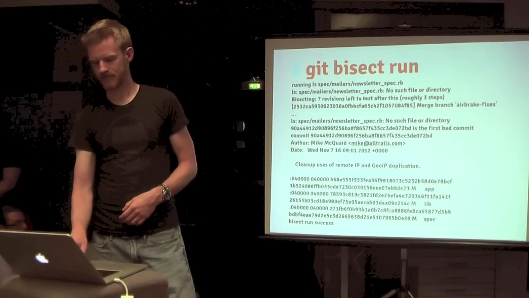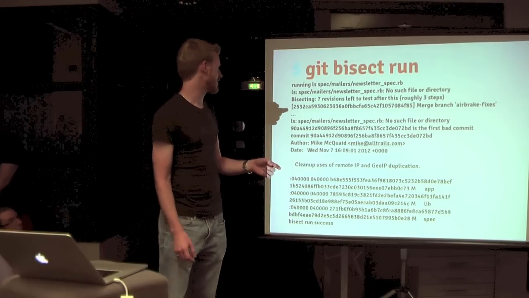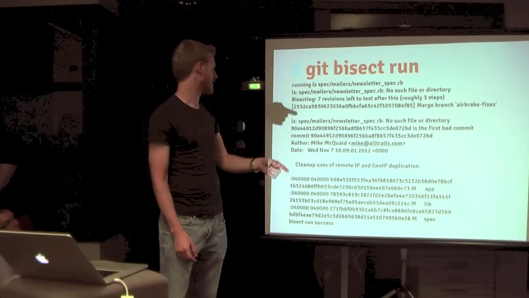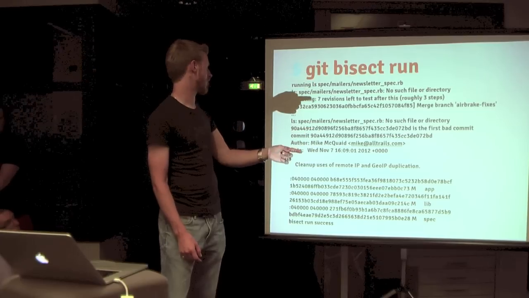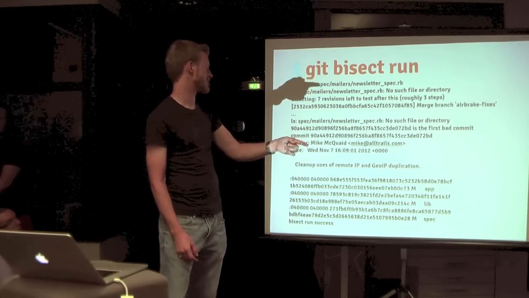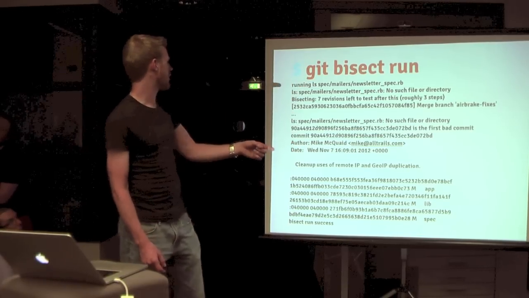How do you express what bisect run should run? Yes, that's slightly confusing there. I've not specified the arguments there, but you would specify git bisect run and then just spec mailers, newsletter spec, dot rb. Okay, so it's just an argument to that. Okay, so no, in fact, yeah.